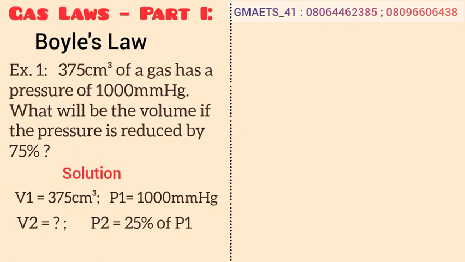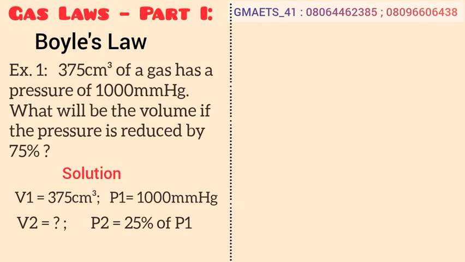But take note, we are told that the pressure is reduced by 75%, which means whatever the initial pressure is, for example, in this case, 1000 millimeter of mercury is our initial pressure, P1. The final pressure will be the initial pressure reduced by 75%. Now recall, total percentage is 100%. So if something has been reduced by 75%, then we only have 25% left. Therefore, P2, which is the final pressure for this problem, is going to be 25% of whatever the original pressure is.